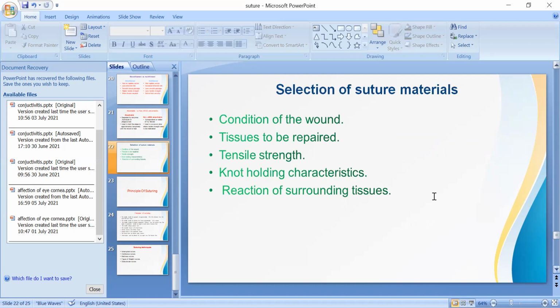Selection of suture material. How can we select suture material? So there are some points: condition of the wound, tissue to be repaired, tensile strength, knot holding characteristics, reactions of suturing tissue. So these are the points for selection of suture materials.